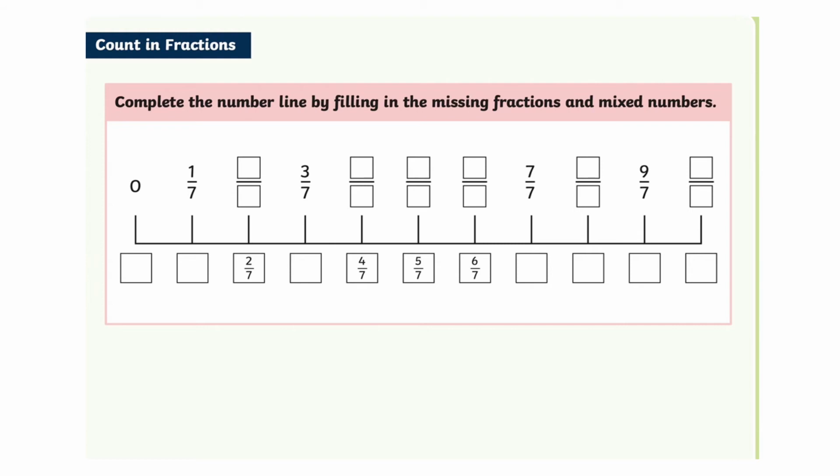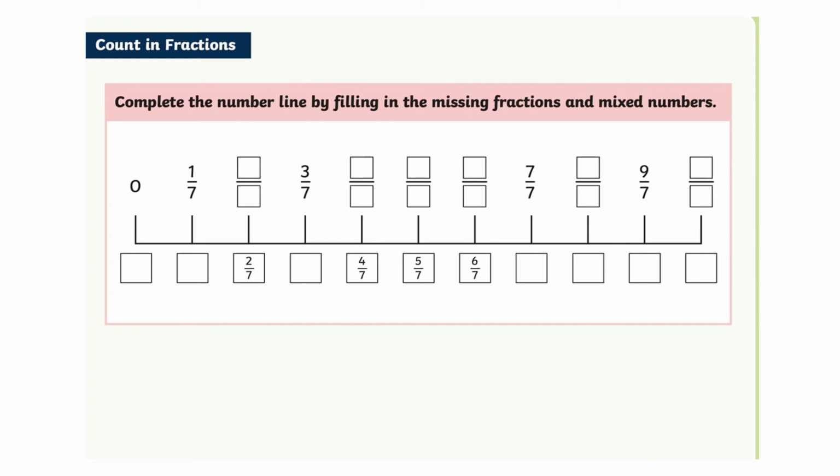Okay, so you've got 0, 1 seventh, 2 sevenths, 3 sevenths, a missing one, a missing one, a missing one. Then you've got 7 sevenths. What is always staying the same? The denominator. So you know the bottom, your denominators are sevenths.